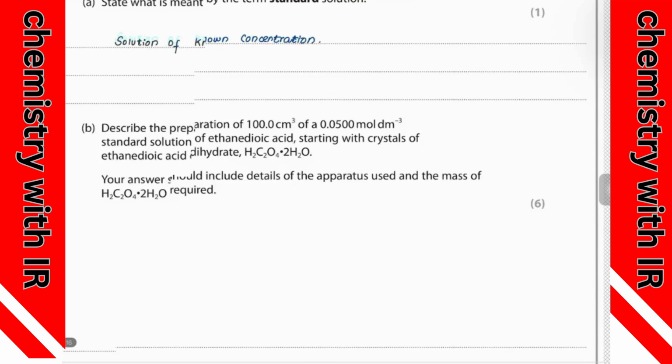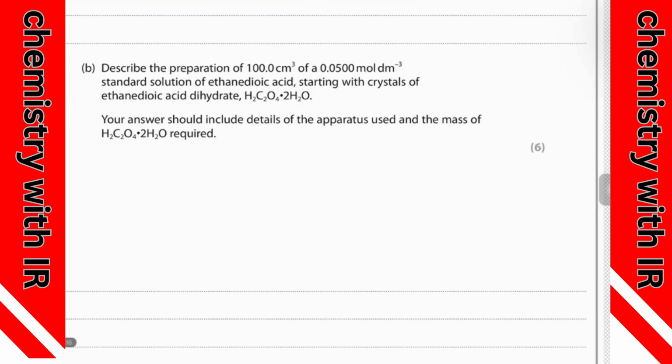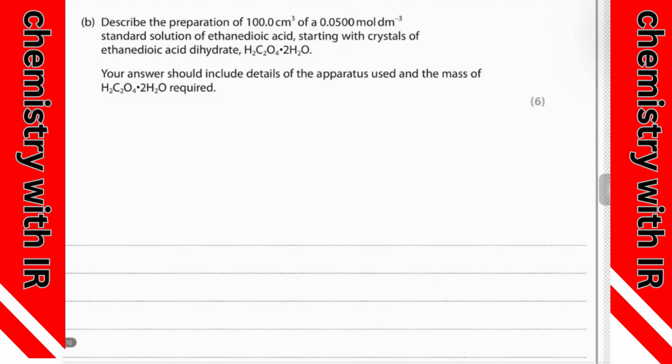Describe the preparation of 100 centimeter cube of 0.05 mole per decimeter cube standard solution of ethane dioic acid, starting with crystals of ethane dioic acid dihydrate. Your answer should include details of the apparatus used and the mass of H2C2O4.2H2O required. I have to make this concentration solution and the volume should be 100 centimeter cube, and this is of 6 marks. So first of all, you are supposed to calculate the molecular mass of this one. This is the first step that you need to do.